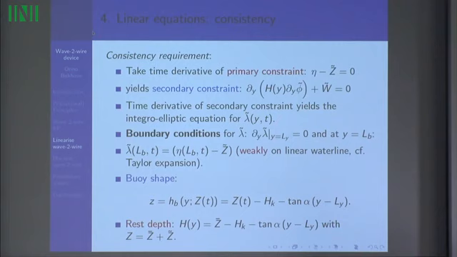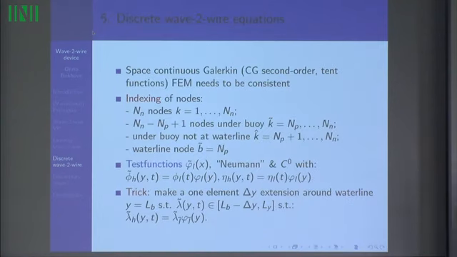So I walked you through this, and the buoy shape here is simply a line, so it's a linear function of y with some angle, which is here, and some keel depth hk, and here's the rest depth, which follows from the buoy shape. So now I use the space continuous Galerkin method. I use for the unknowns the fields. I use continuous Galerkin second order, just 10 functions, and of course the discretization needs to be consistent. I get again 6 equations, 5 unknowns, and they need to be consistent.